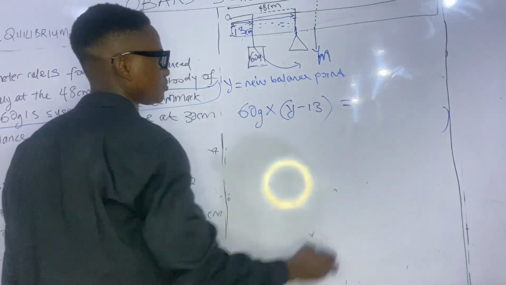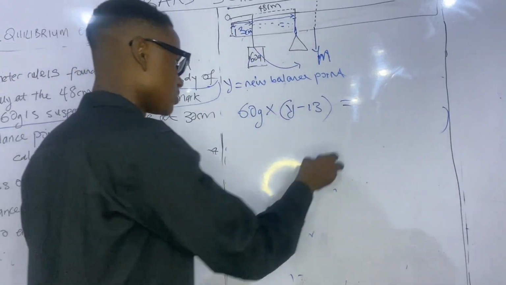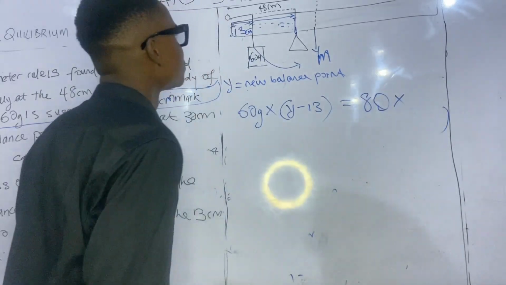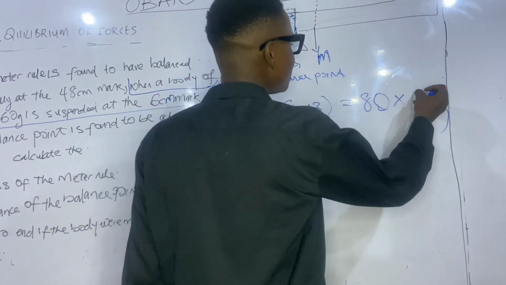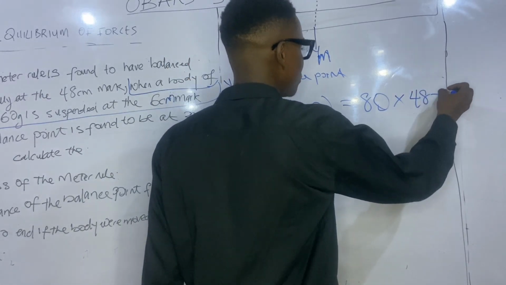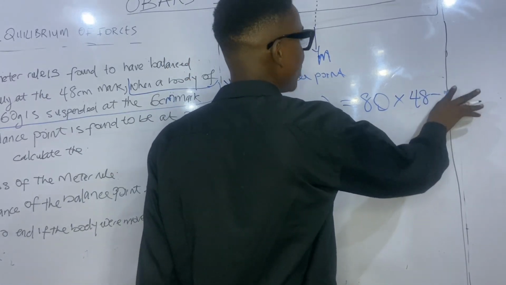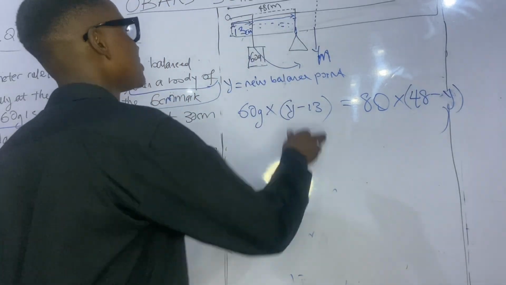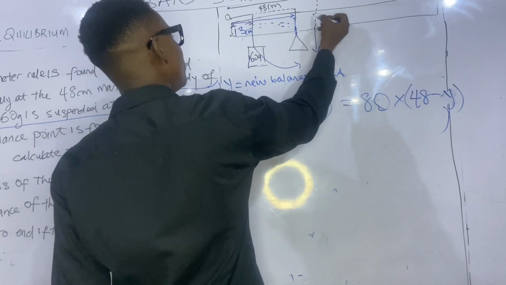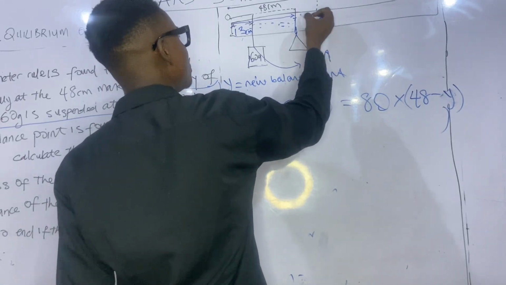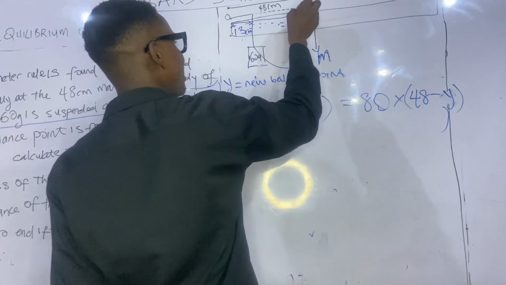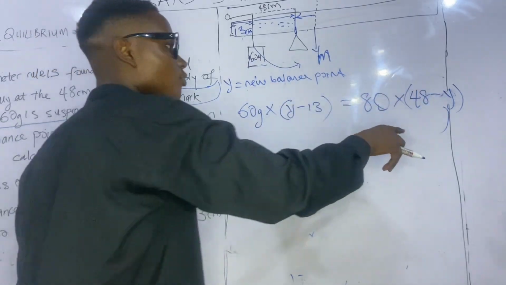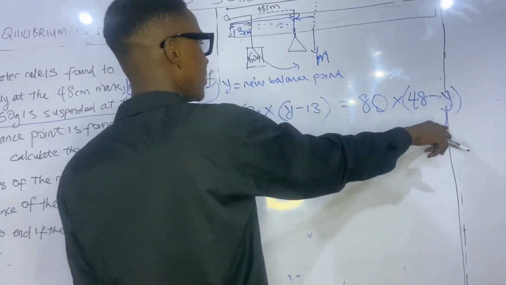So equal to what? The mass of the ruler is 80, as we got it that time. Is 80 times 48 minus Y, because we want to get the distance between the mass of the ruler where it's acting and the new balance point. But we don't know it because we don't know the new balance point. So we are looking for that new balance point, which is point Y.